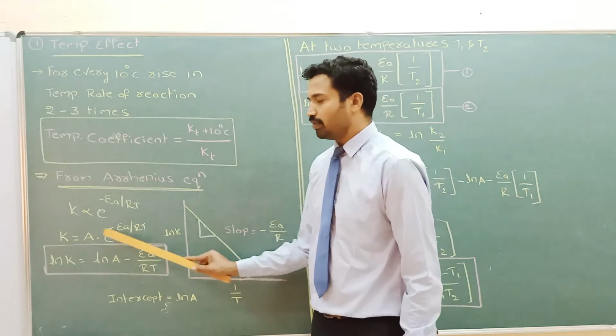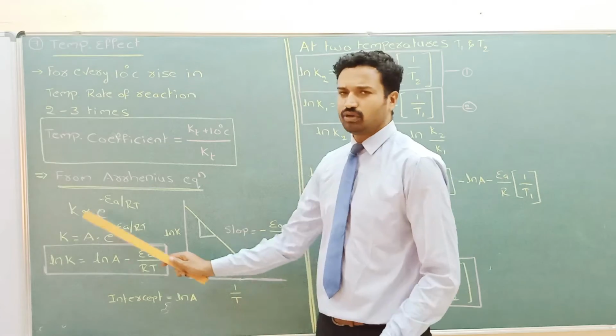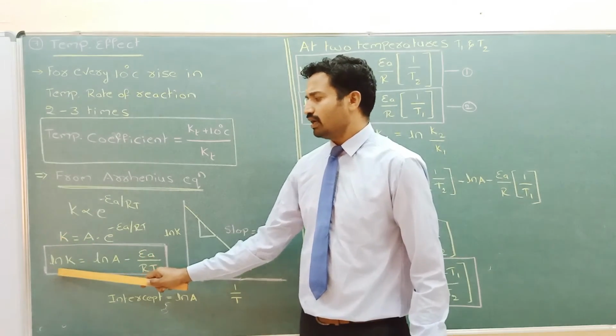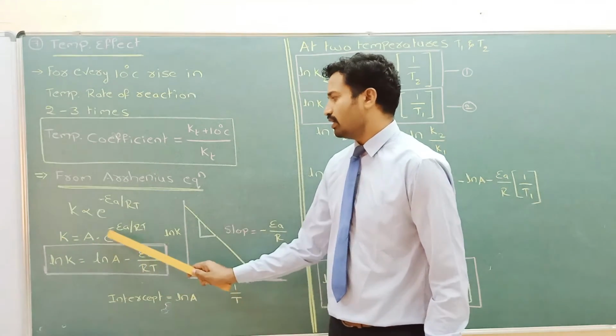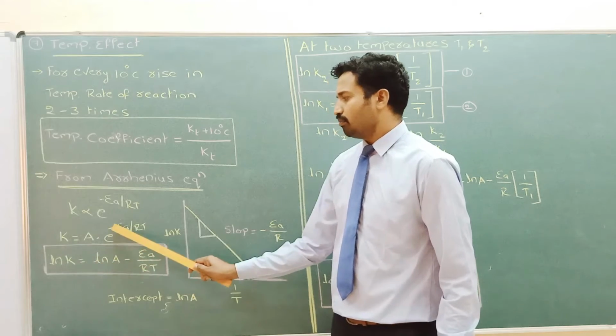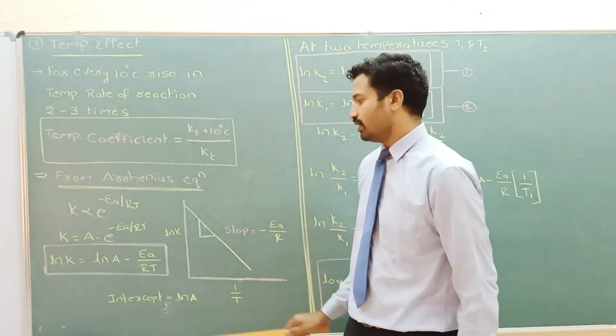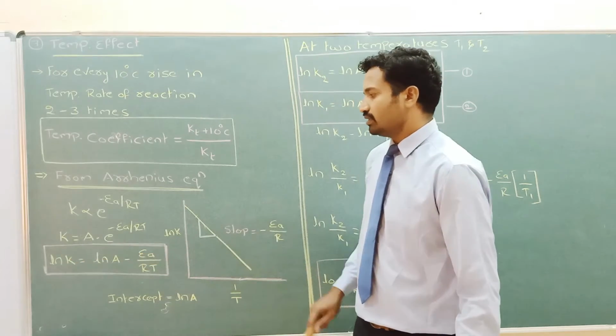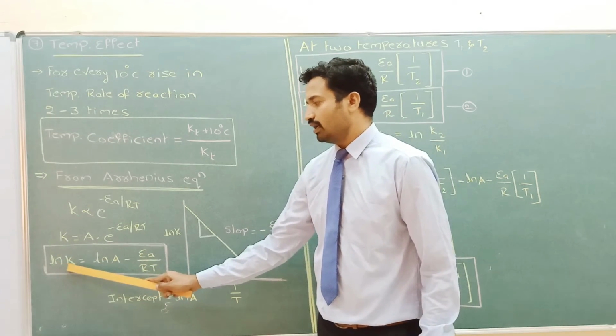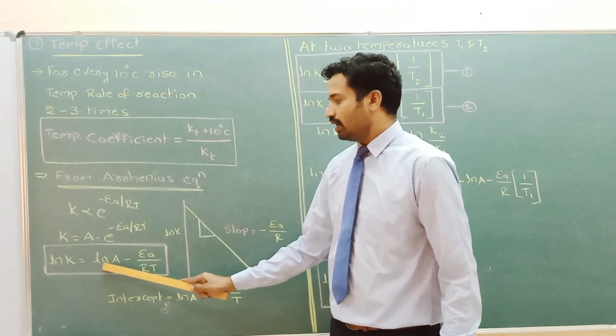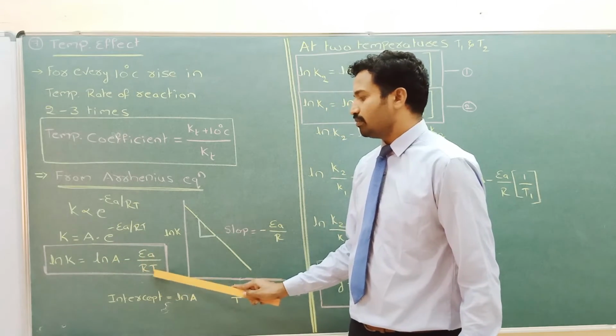If we apply log base e on both sides, we get ln K is equal to ln A minus Ea by RT. Now this is the formula, the relationship between ln K and ln A minus Ea by RT.